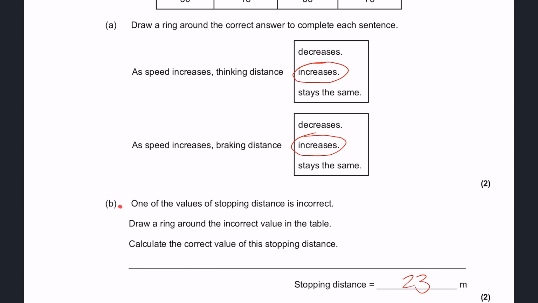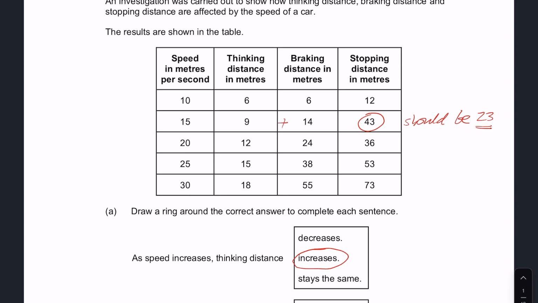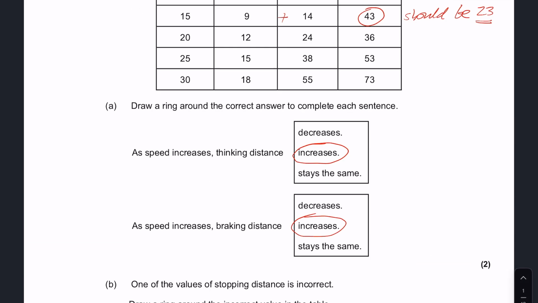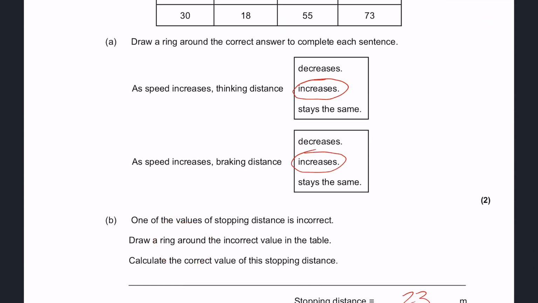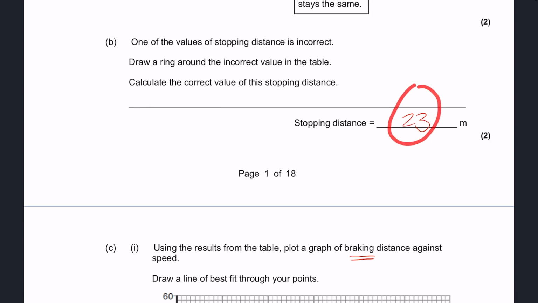One of the values of stopping distance is incorrect. Draw a ring around the incorrect value in the table and then calculate the correct value. Well, if you look at it and you remember, stopping distance is going to be thinking distance plus braking distance. So 6 plus 6 is 12, 12 plus 24 is 36, etc. These are all perfectly fine. The one that's wrong is this, because this should be 23, not 43. So 9 plus 14 is 23, not 43. So the correction is we put a ring around that, 43, like they've asked us to. It says draw a ring around it and then correct it. So we've corrected it here, 23.